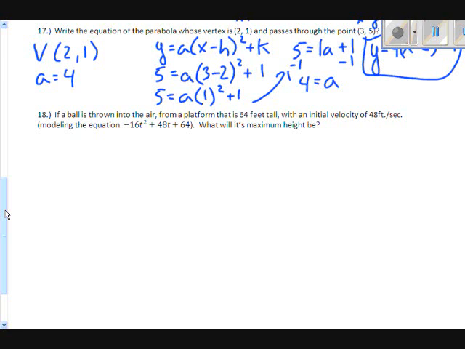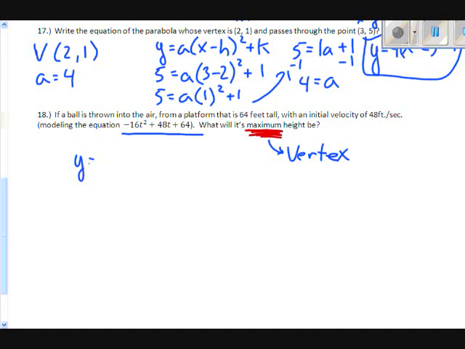It says if a ball is thrown into the air from a platform that is 64 feet tall with an initial velocity of 48 feet per second, modeling the equation, so I've given you the equation. That was awfully nice of me. And I want to know what will its maximum height be. And the thing that makes this super easy is that maximum is just a fancy word for vertex. So really what this question is saying is find the vertex.